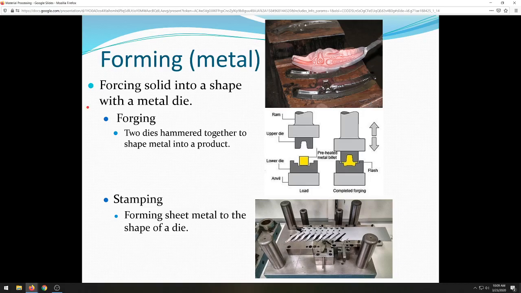So this is forcing a solid into a shape with a metal die. In this case, this looks like an ice climbing axe, the head of one at least. We're taking a metal blank or a metal billet, they're called, and we heat it till it's glowing red or whatever it might be, and then we stamp it.